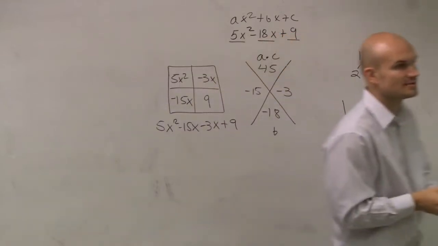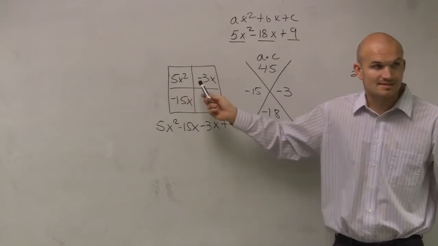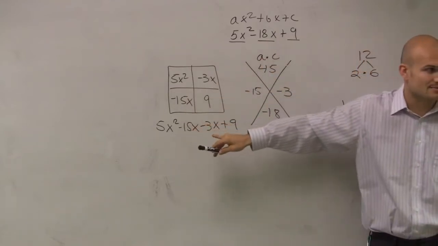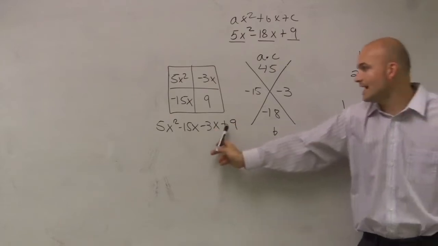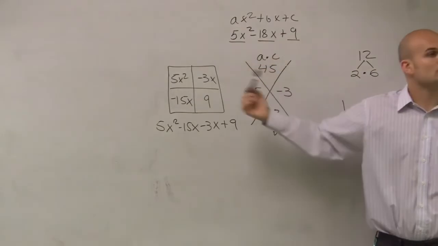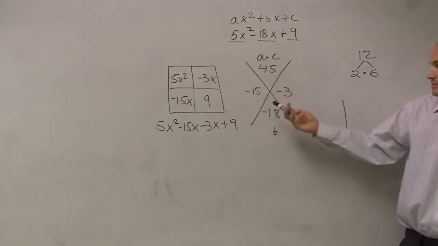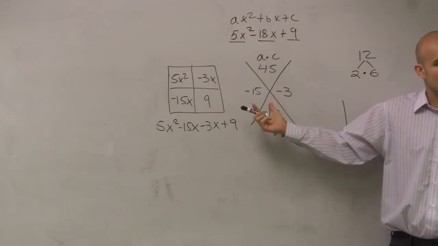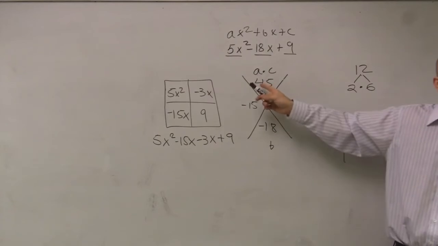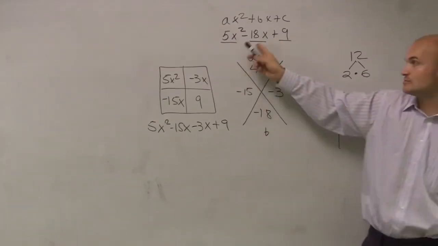All right, if you notice, this is the same as this, which really is the same as this answer. Because what's negative 15x minus 3x? Negative 18x. So I didn't change the answer at all. This is equal to that, which is equal to this. So now there's two different ways we can find the answer. All I did was I took my diamond, or my x, to figure out negative 15 and negative 3. Negative 15 times negative 3 gives me 45, which was a times c, and they add up to give me negative 18, which is my b.